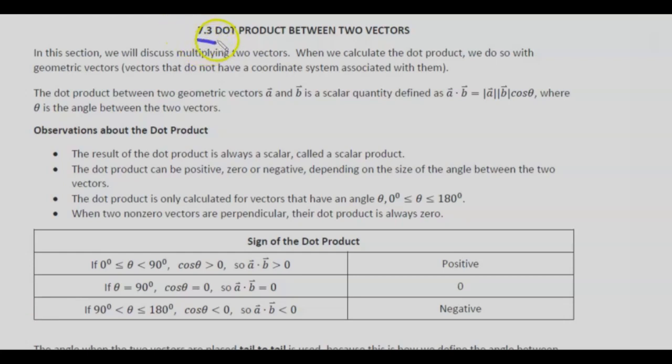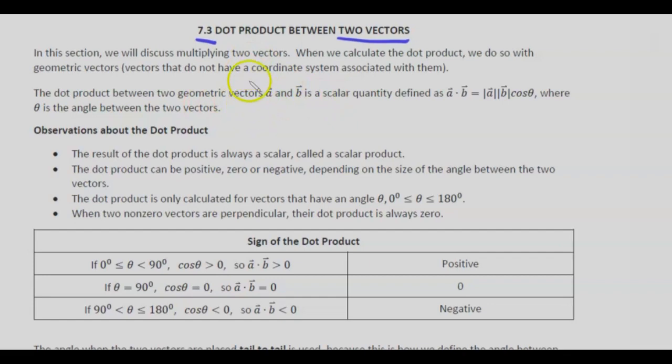Okay, 7.3, the dot product between two vectors. So in this section, we will discuss multiplying two vectors. When we calculate the dot product, we do so with geometric vectors, and those are vectors that do not have a coordinate system associated with them. So the dot product between two geometric vectors, vector A and vector B, is a scalar.